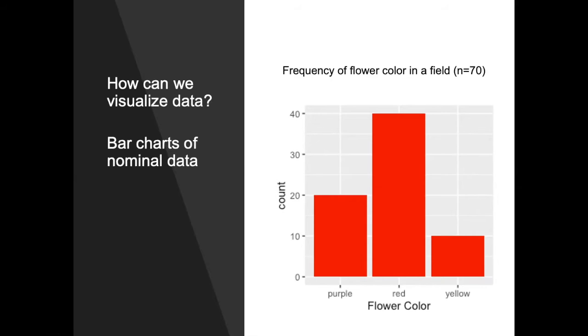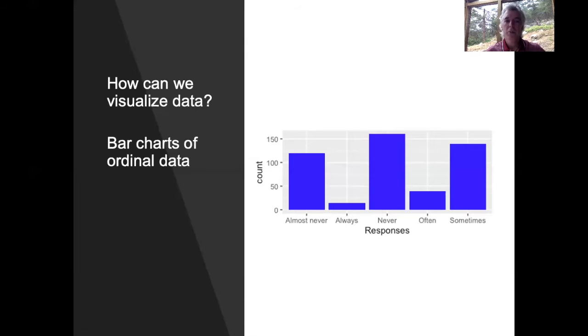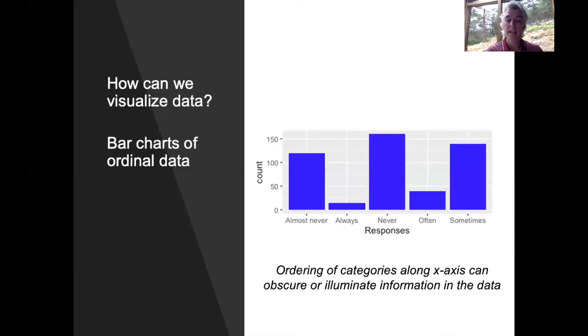That is, observations were categorized and those categories didn't fall into any logical order. We can also use a frequency distribution to visualize ordinal data, where the categories fall in some logical order. But we have to be careful with ordinal data because if we don't depict the categories in the correct order along the x-axis, we can obscure patterns in the data.